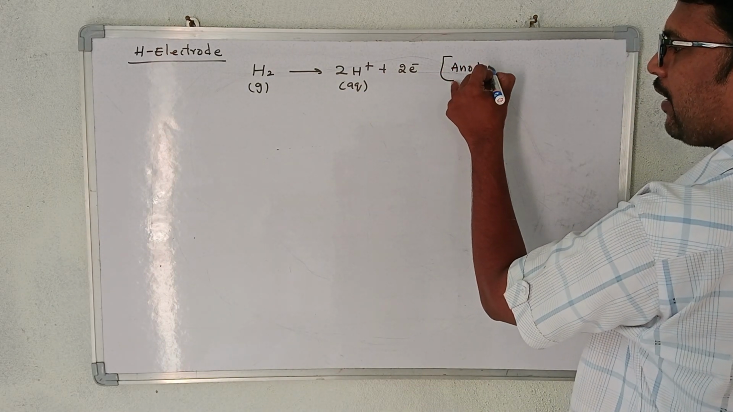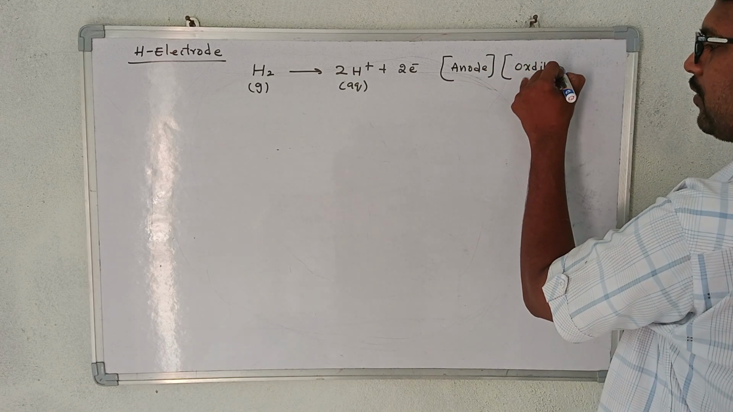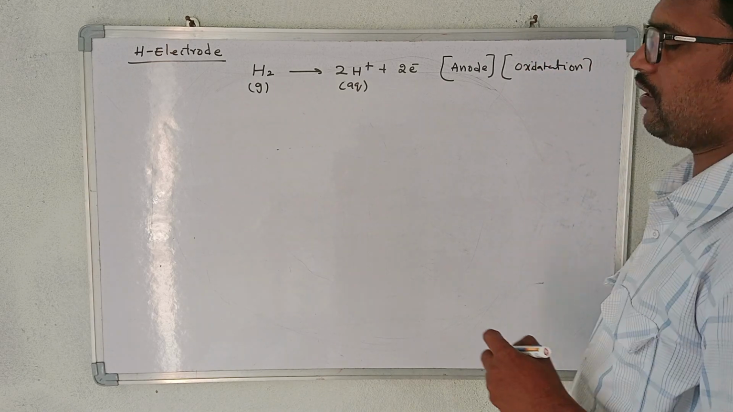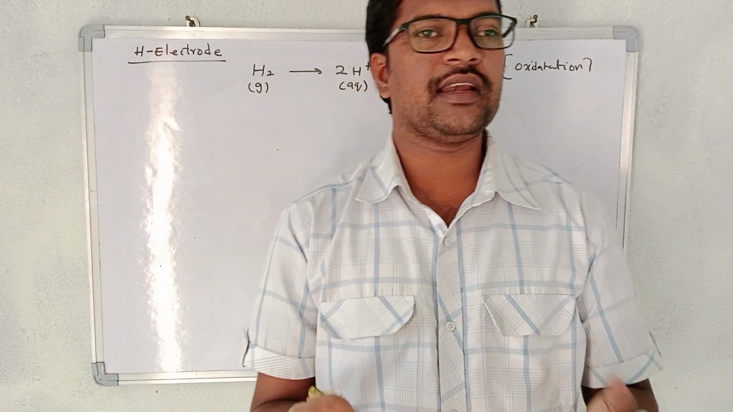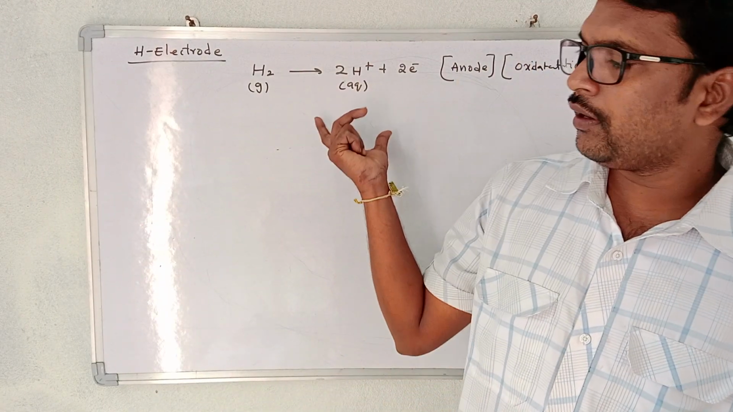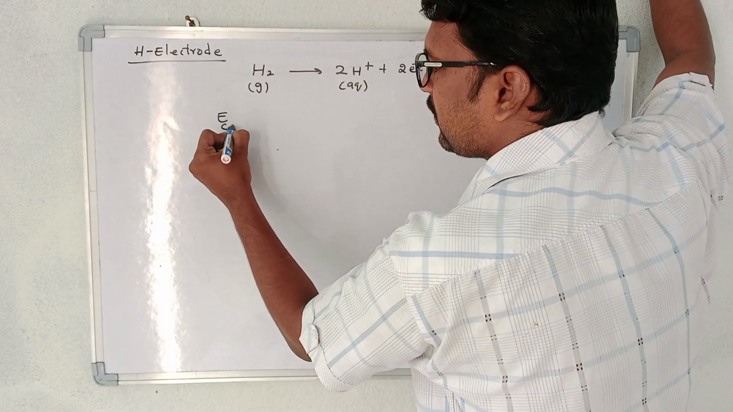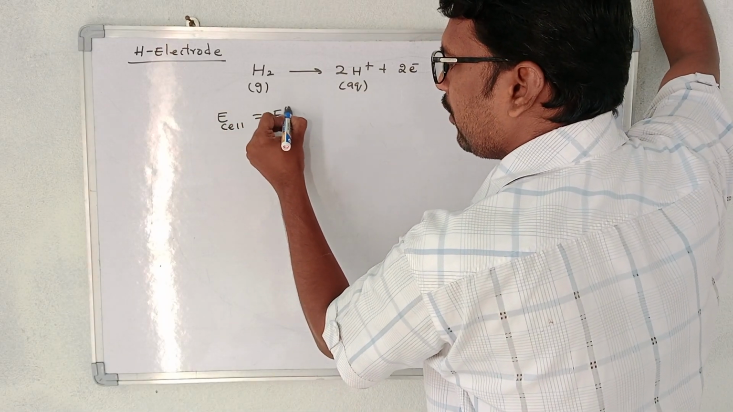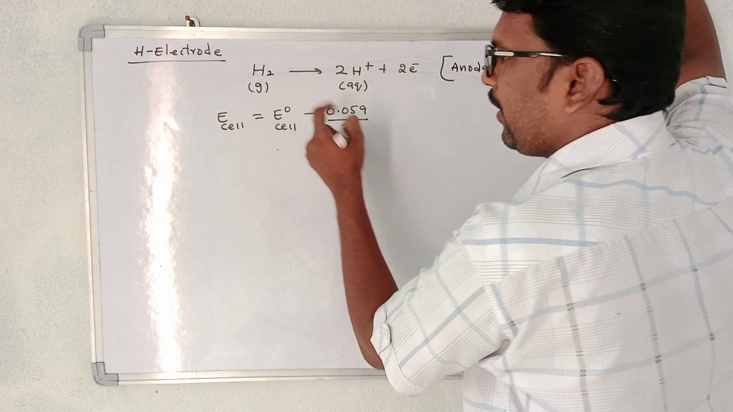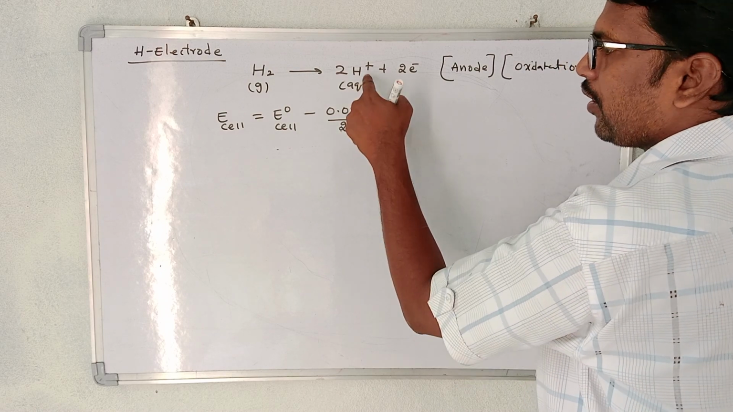This reaction is at the anode. At the anode, the potential is called oxidation potential, because here the reaction is an oxidation reaction. So for an oxidation reaction, you want to find the oxidation potential of the hydrogen electrode. How can you find it? We apply the Nernst equation for this. E cell is equal to E naught cell minus 0.059 by n, where the number of electrons transferred is 2, log of product concentration.